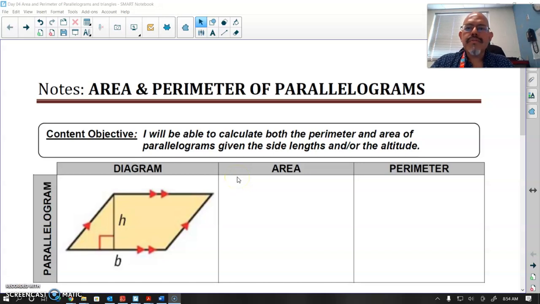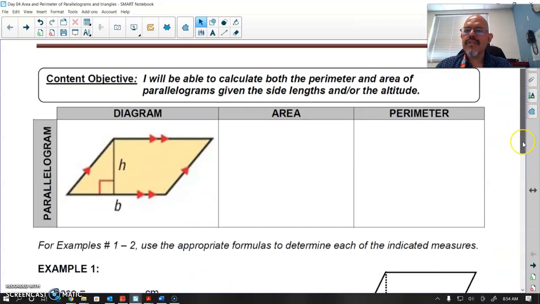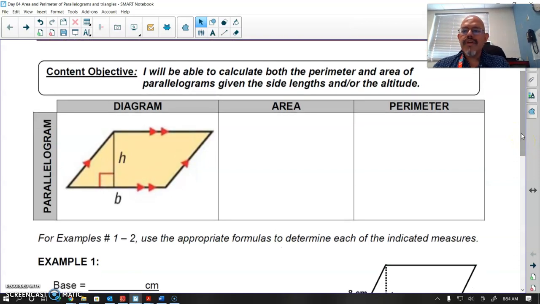Okay guys, today we're going to be looking at area and perimeter of certain objects, especially parallelograms and triangles today. So we're going to take a look at that right here. We have a couple of formulas for this. So let's call this length.